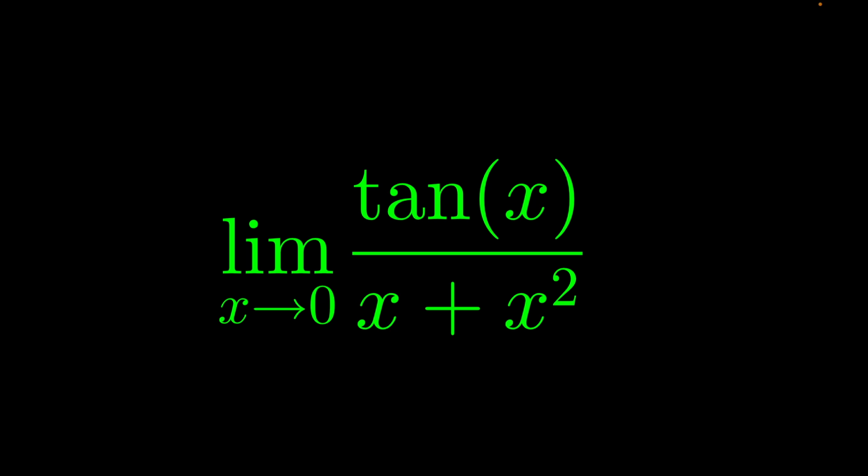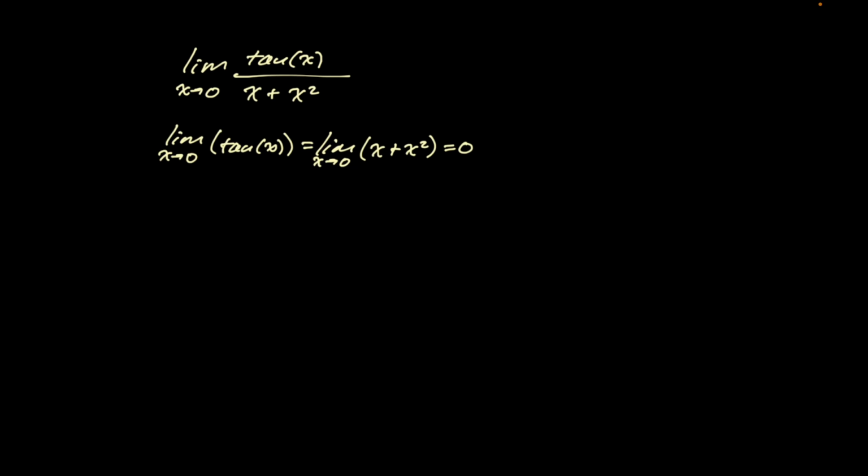So we've got the limit as x approaches 0 of tan of x over x plus x squared. The first thing you want to do is evaluate the numerator and the denominator at 0 and see if you just get an answer, because if you do, you don't have to apply L'Hopital's. So the limit as x approaches 0 of tan of x and the limit as x approaches 0 of x plus x squared are both equal to 0. To know that, I have to know that the tangent of 0 is 0, but I do know that. So we are good.